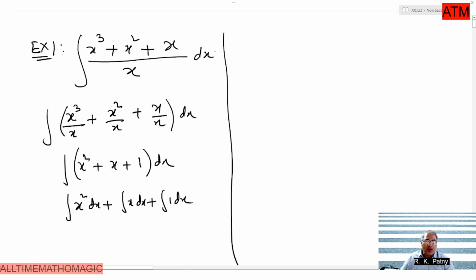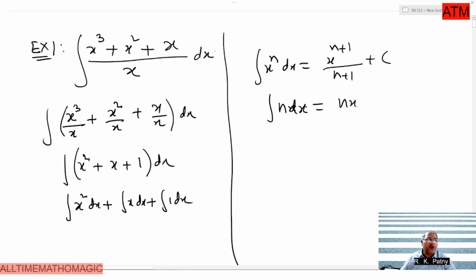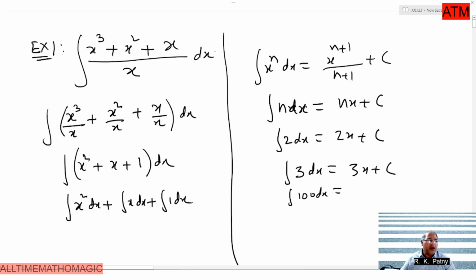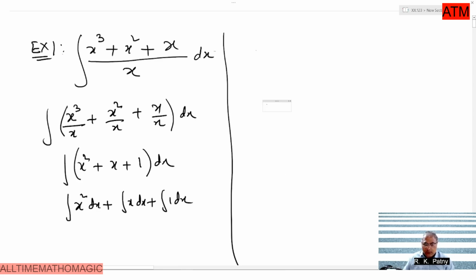After this, the integration of x square, we already learned that integration of x raised to n with respect to x is nothing but x raised to n plus 1 upon n plus 1 plus c. I would like to tell you one more thing here, that integration of n with respect to x is nothing but nx plus c. Integration of 2 with respect to x is nothing but 2x plus c. Integration of 3 with respect to x is nothing but 3x plus c. Integration of 100 with respect to x is nothing but 100x plus c. You remember this.